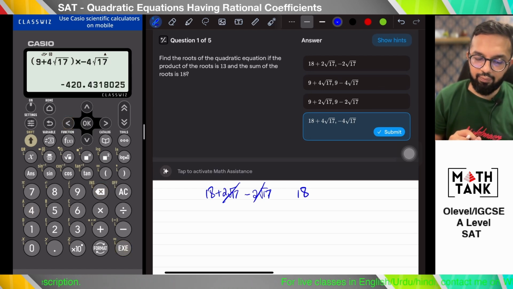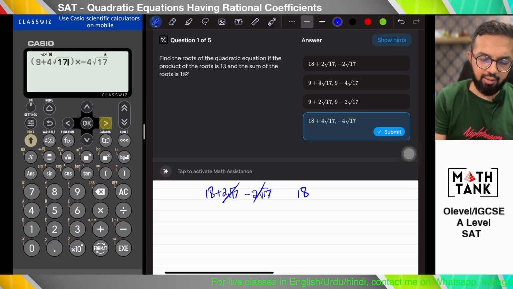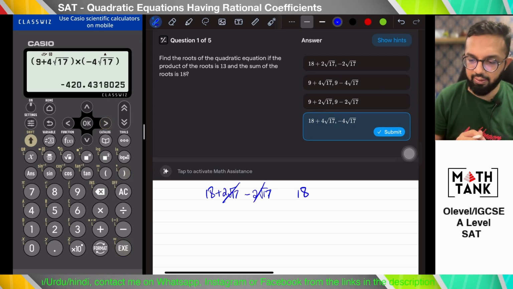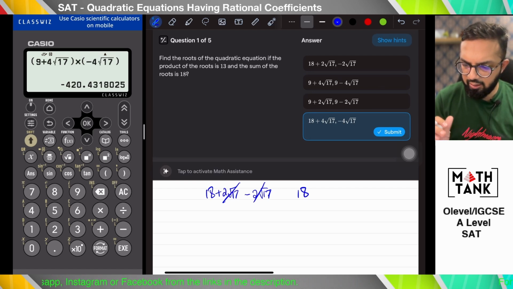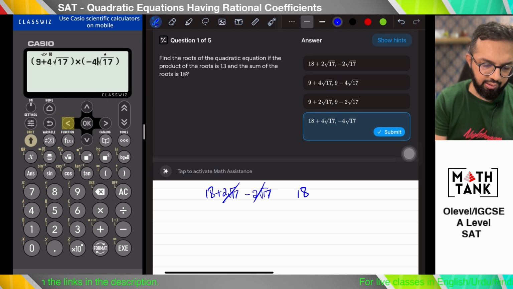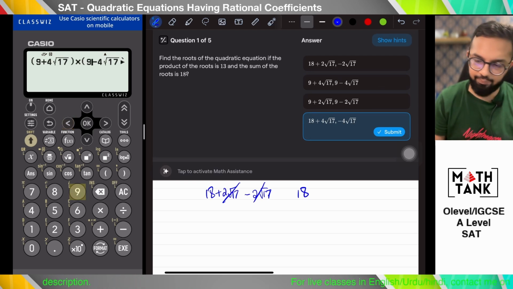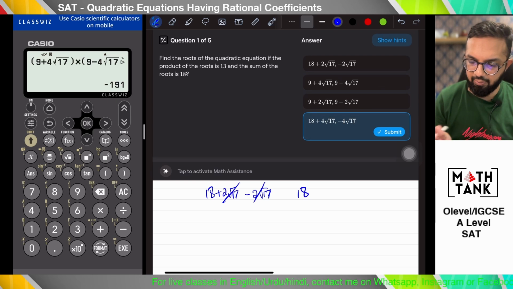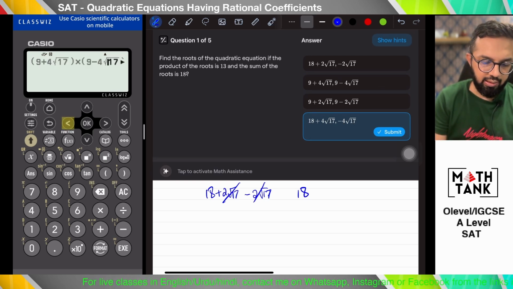That's also giving me a very complicated answer. I hope the bracket is not bothering the calculations. Let's put a bracket out there. Yeah, it's still giving me the same answer. Let's go on to the next one and see. Okay, I missed something. This has to be 9 minus 4 root 17. That gives me minus 191. That also doesn't go well. Let's move on to the next answer option.